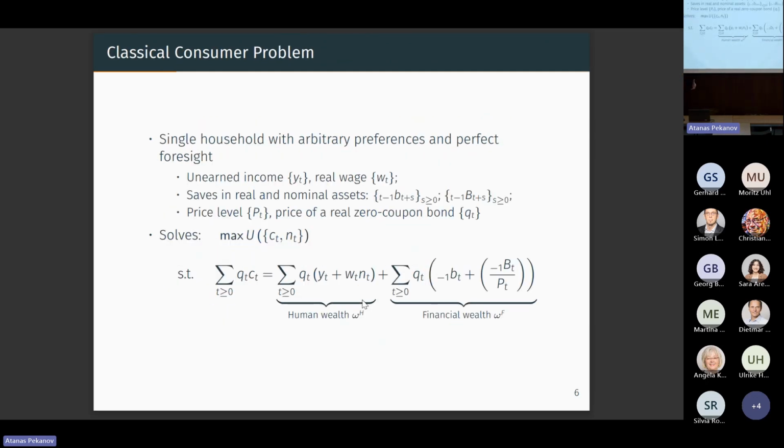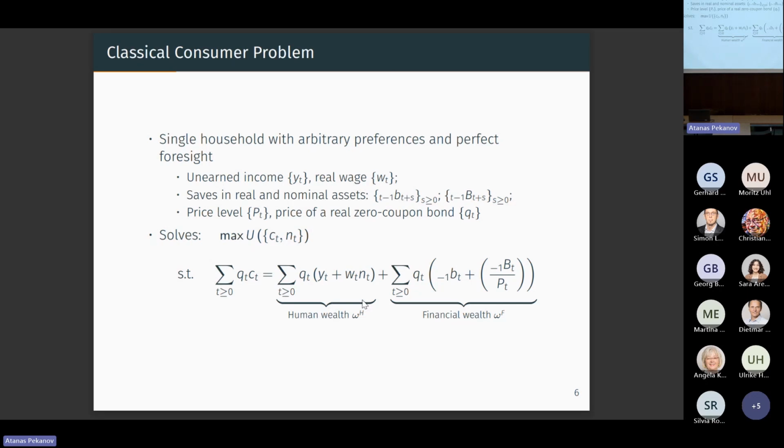So the theory, or how we approach this question, is starting from a simple single consumer problem, a lifetime consumption-savings problem. Imagine there is a single household with arbitrary preferences and perfect foresight. They get some unearned income, so endowment or dividend, and some real wage. They can save in real or nominal assets. There is a price level in this economy, and there is a price of a zero coupon bond. So the problem for this simple single agent can be written like this. They maximize their utility given their budget constraint.